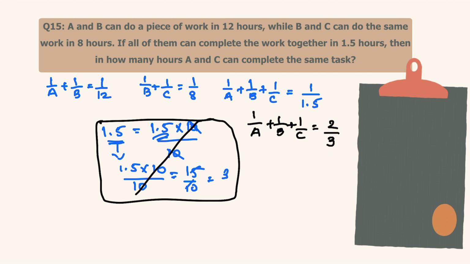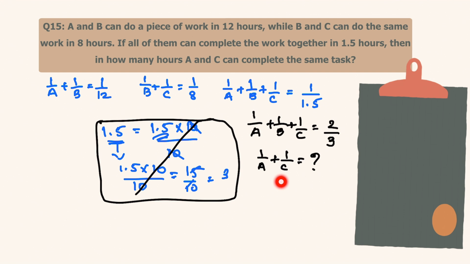You see, we need to calculate 1 by A plus 1 by C. This is what we need to calculate. We need to calculate how many hours A and C can complete the same task. You can do it in two ways. You can either go through a lot of steps and find what is 1 by A and then 1 by C, and then you can add and get the answer. That will take a lot of time.